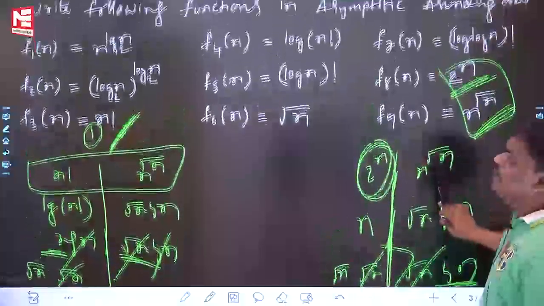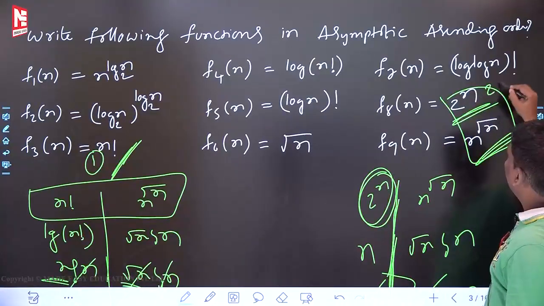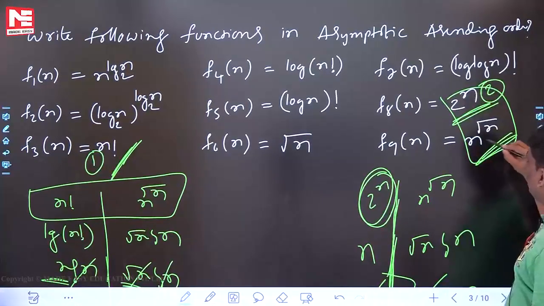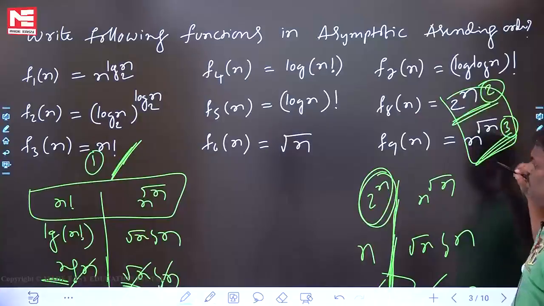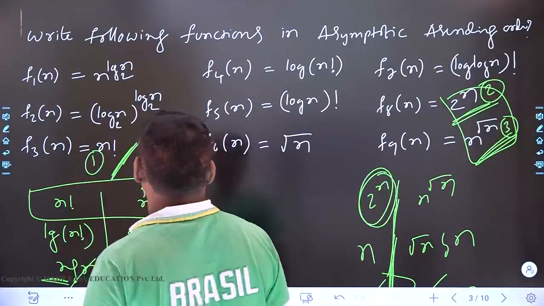Now, can you help me? n factorial is the biggest, so that is first, number 1. Next 2 power n, that is number 2. Next, assume that it is number 3. Until now, this is the story. If any change is there, I will do that afterwards.